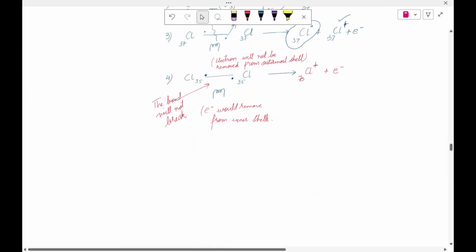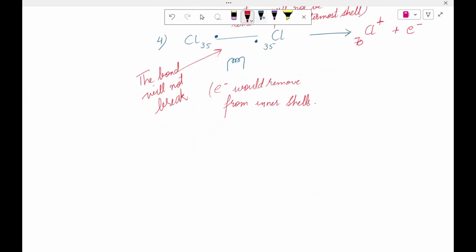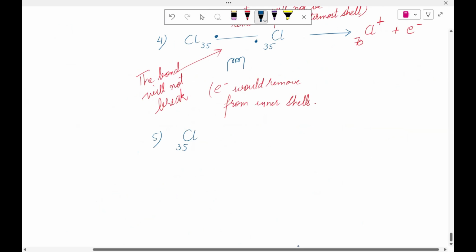Okay. So now let's look at some other conditions regarding that. And that is Cl35, and that is Cl37.